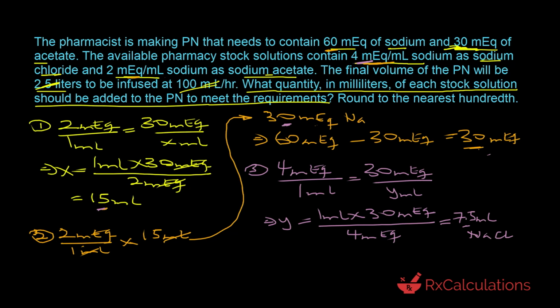Dr. Dankwa, will the answer require 2 quantities, one from sodium acetate and the other from sodium chloride, or is it just one answer? Is it just the 7.5, or does it require the 15 mils and the 7.5? It requires the 15 mils and the 7.5 mils. And technically, this question is saying to the nearest 100, so you may want to add a 0 to it.